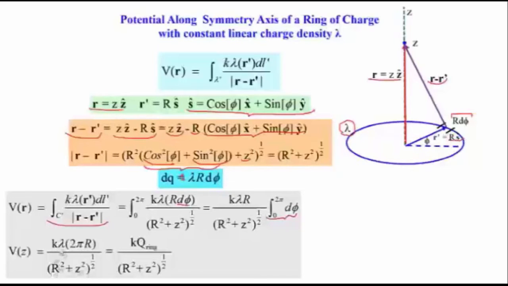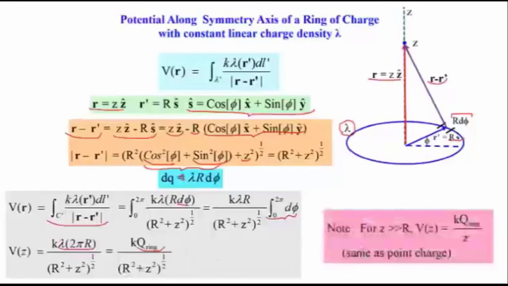Notice that this quantity right here is the distance around the ring times lambda, which is just the total q that's on the ring. So if you want to, you can represent it by this. Pretty simple, and it falls off with z as you would expect. It actually has a value at the center, because if you let z equal 0, you have a finite value down here, which is R, by the way.